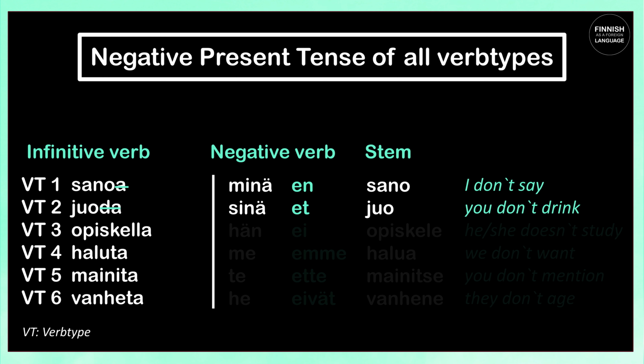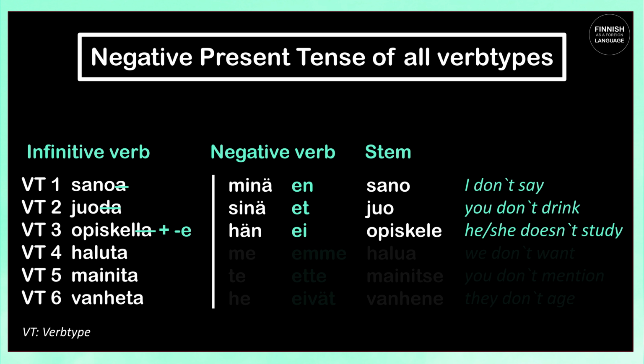Next one, verb type 3, opiskella means to study. We want to say he or she doesn't study, so in Finnish it's hän ei opiskele. Hän ei, he or she doesn't, and opiskele here is our verb stem. How do we receive the verb stem of verb type 3? We have to remove the 2 last letters of the infinitive verb, which means opiskella changes to opiskel, and then we have to add the vowel e to it, and we get opiskele, which is our verb stem. So hän ei opiskele means he or she doesn't study.